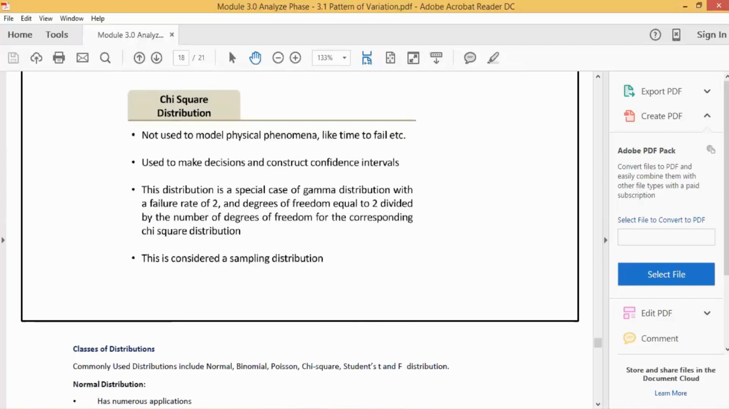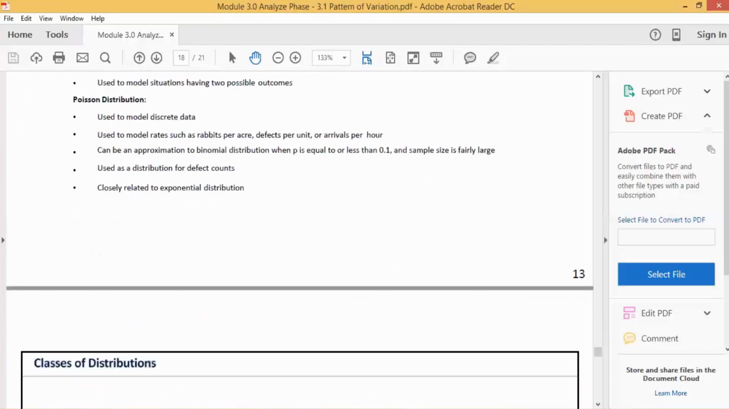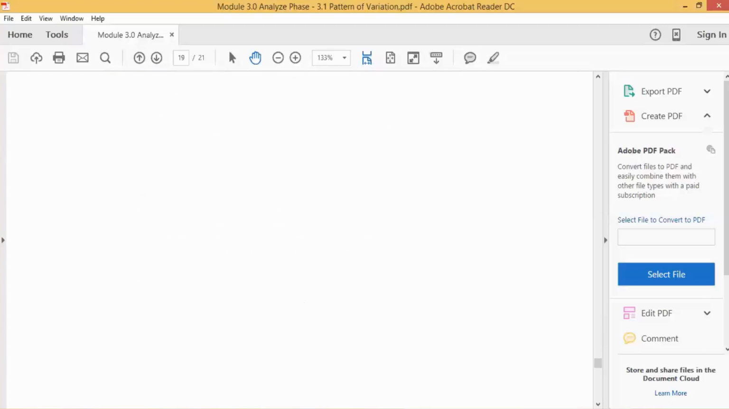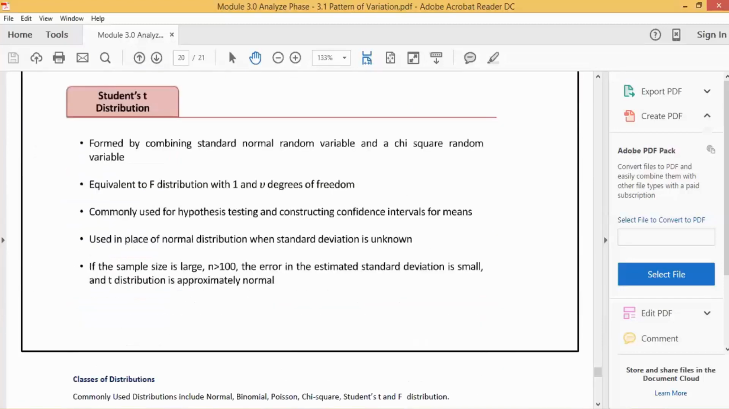What is chi-square distribution? This is important from the examination point of view. Used to make decisions and construct confidence intervals. This is also a sampling distribution. Sampling has various distributions in statistics: normal, binomial, Poisson, and chi-square. So this is a statistical term in sampling. Student's distribution is not used anymore.